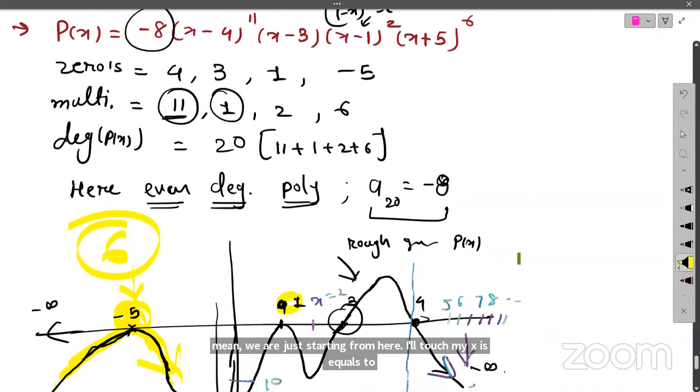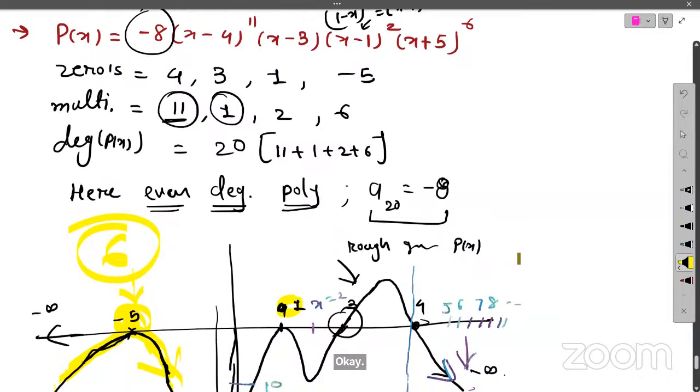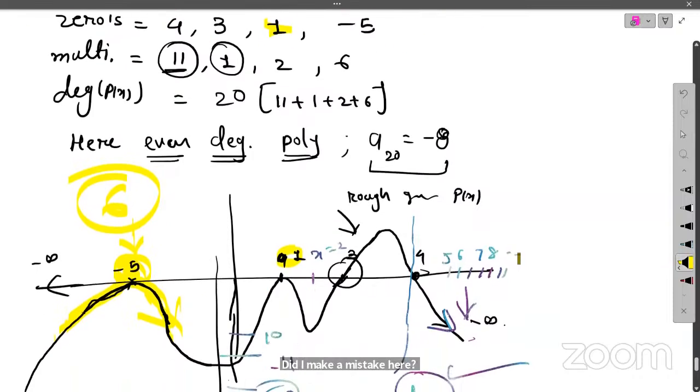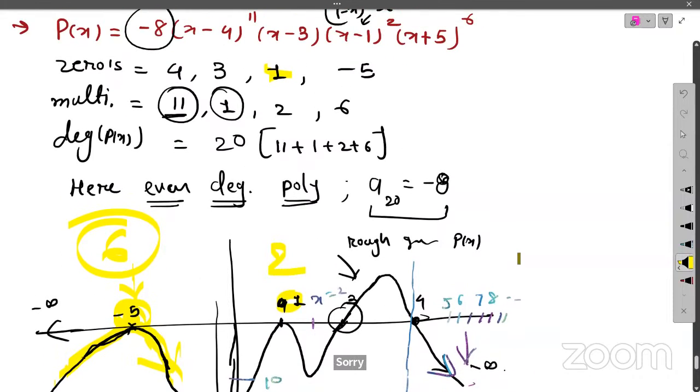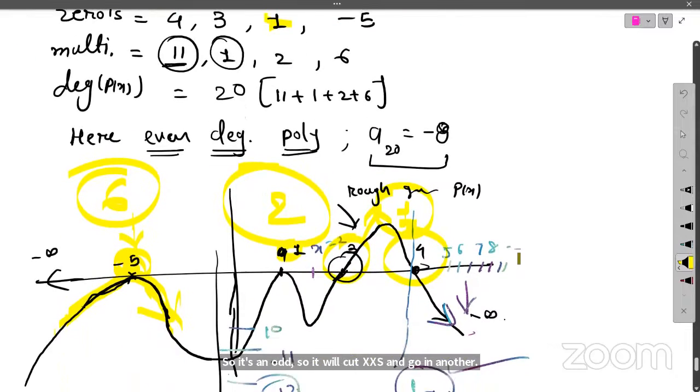At 1 also, did I make a mistake here? Sorry. This is 0 and this is the multiplicity. So at 1, we have multiplicity 2, right? Multiplicity of 1 is 2. So again, it will go backward, bounce back. Now at 3, we have multiplicity 1, right? So it's odd, so it will cut the x-axis and go to the other side. And at 4, we have multiplicity 11, so odd, and it cuts the x-axis and goes to the other side.